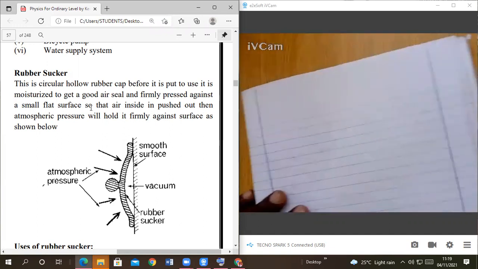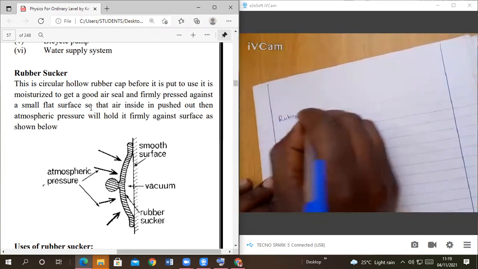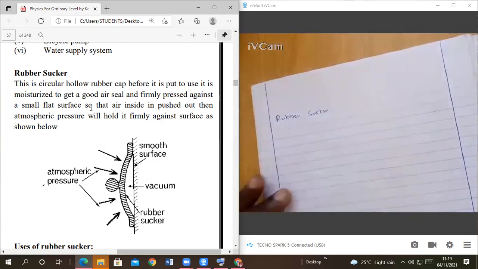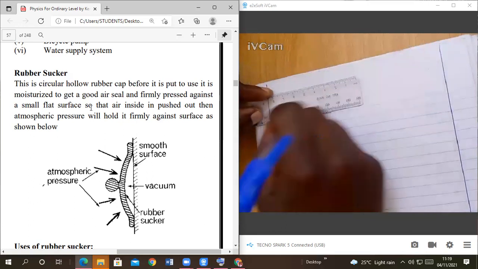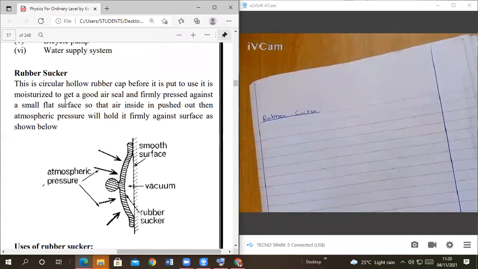So what should we write about the rubber sucker? If they ask you to describe a rubber sucker as one of the applications of atmospheric pressure, what do you have to write? So the most important thing starts from here.